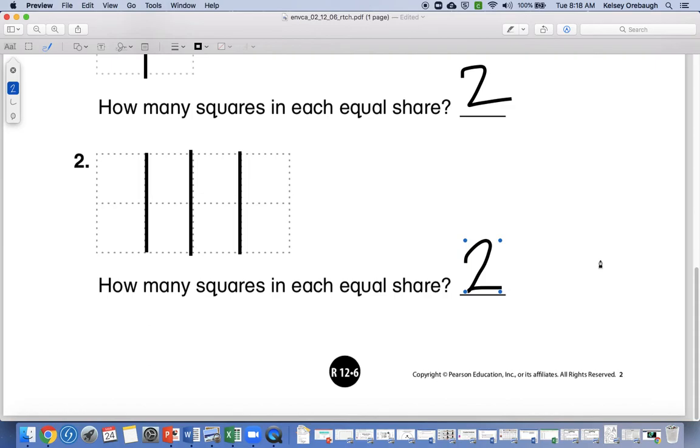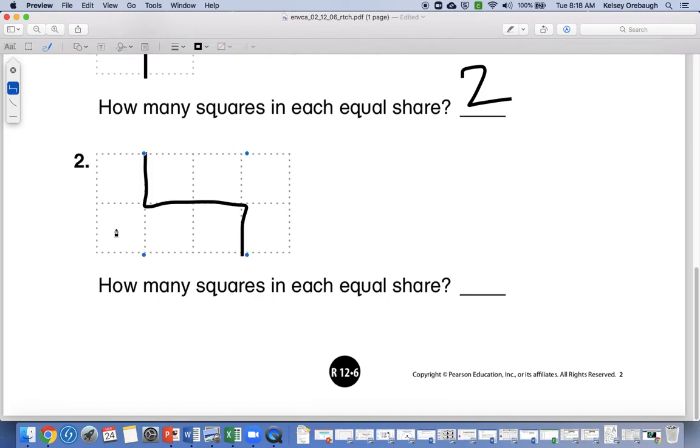Now here's the fun part. Let's get creative. What if I were to draw a little zigzag line here? Let's watch the magic happen. Straight down here, I'll go across and down again. Let's see. Check that out. Do we have equal shares? Let's count the squares in each share that I just drew.